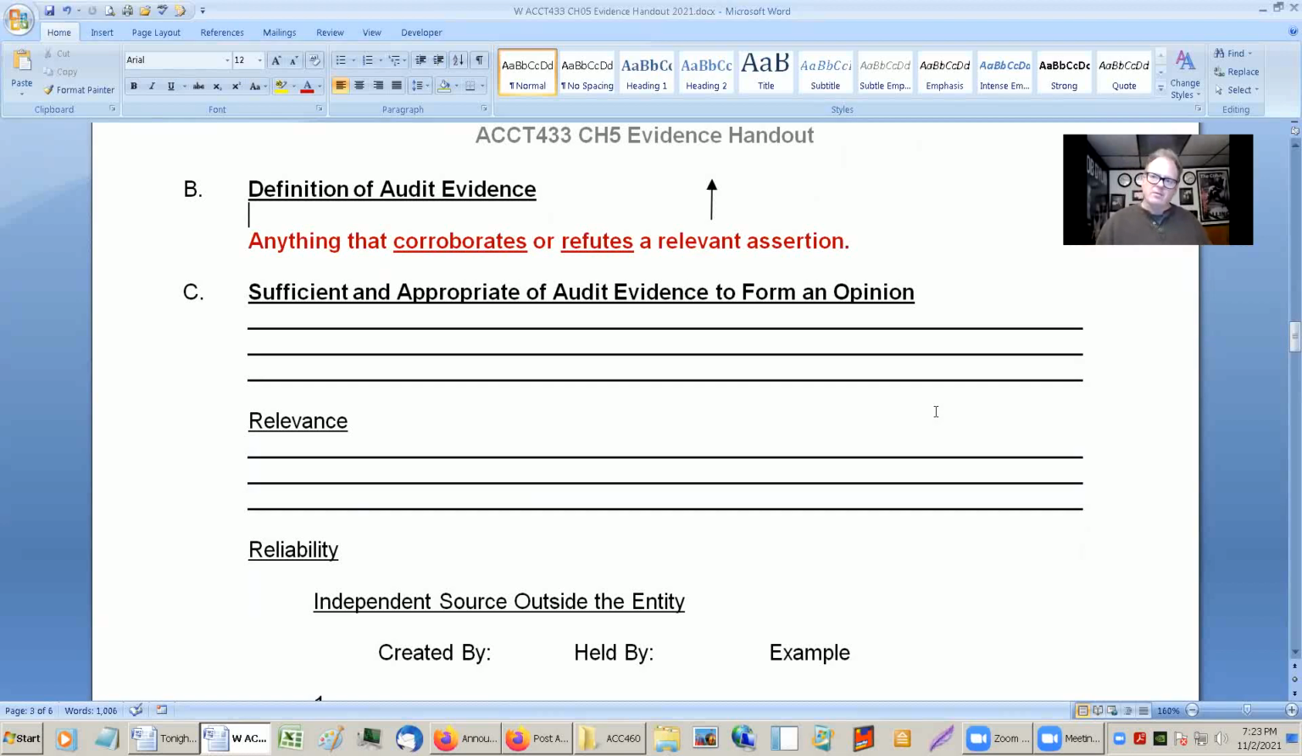So when we test from floor to book for completeness, that's testing a management assertion. When we do our test, it's either going to say, yeah, it's right, or no, there's a problem with it, or that they're not all there. It may not be material, but you're looking for anything that corroborates or refutes a management assertion. If it doesn't do either of those things, it's not evidence. So what that tells you is that basically everything is based on those assertions.